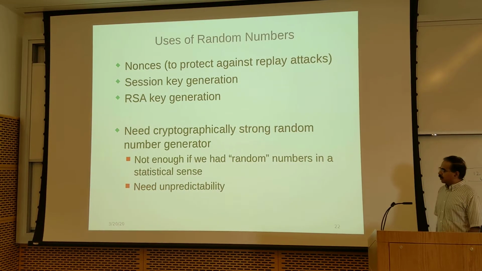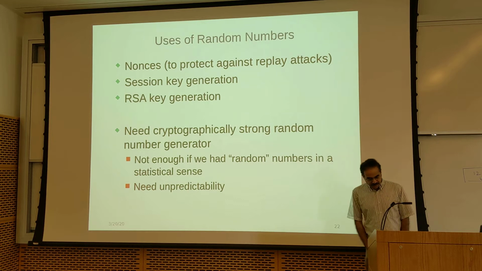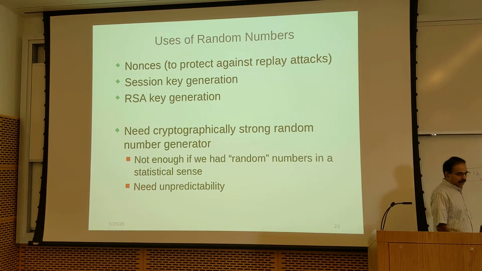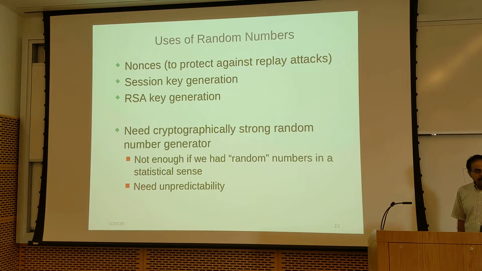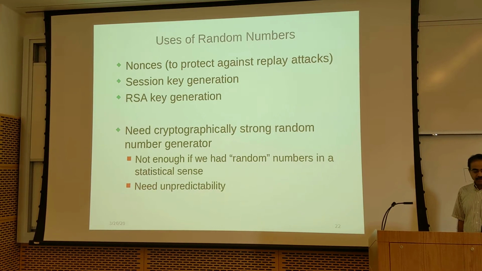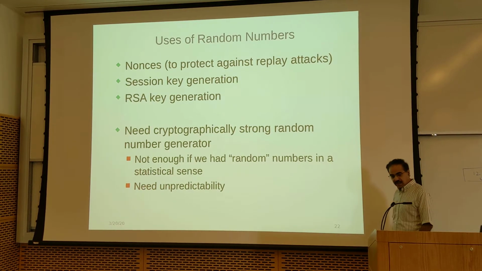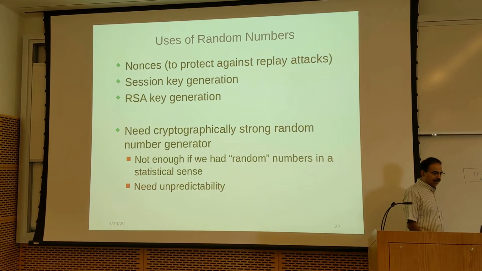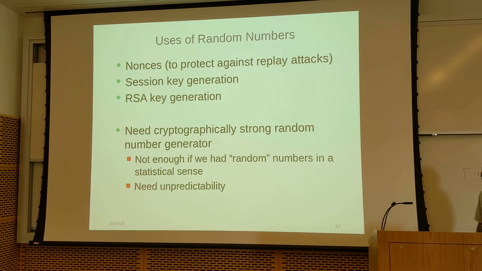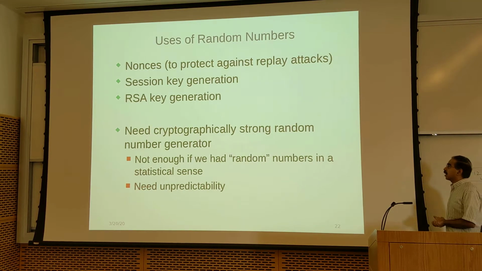So far we talked about symmetric and asymmetric cryptography, and one of the big problems in using either of them is that you need to have keys, right? Obviously, others should not be able to guess these keys, because if they can guess, then they can break cryptography. So the question is, how do you generate these keys? Okay, and that's where random numbers come in.